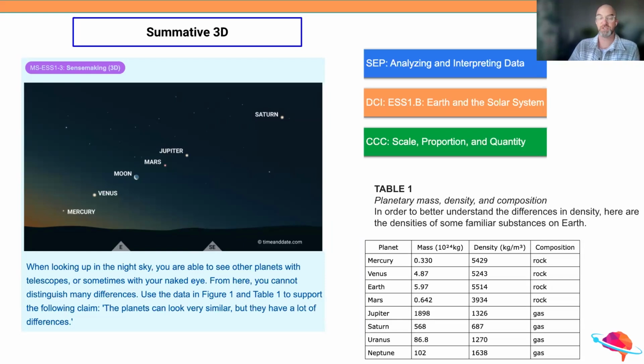So students need to apply their understanding of scale properties in the solar system through the lens of all of these data sets that we give them, and analyze that data to compare and contrast the differences between these planets. And so we gave them densities of different common substances on Earth, and then also the densities of these different planets. So we just want students to compare and contrast using that data to generate a response to this.